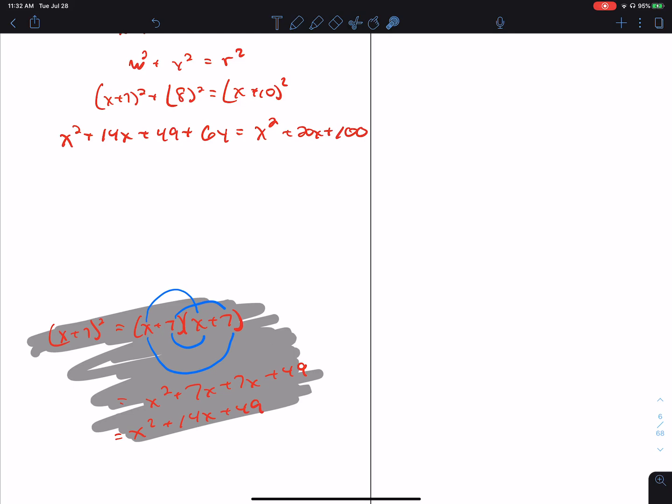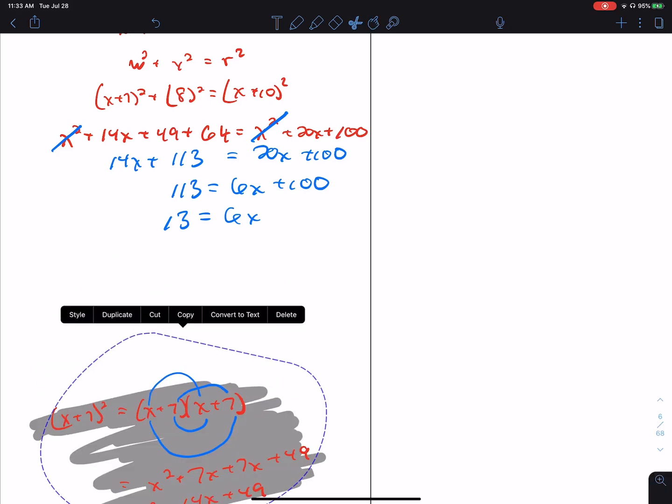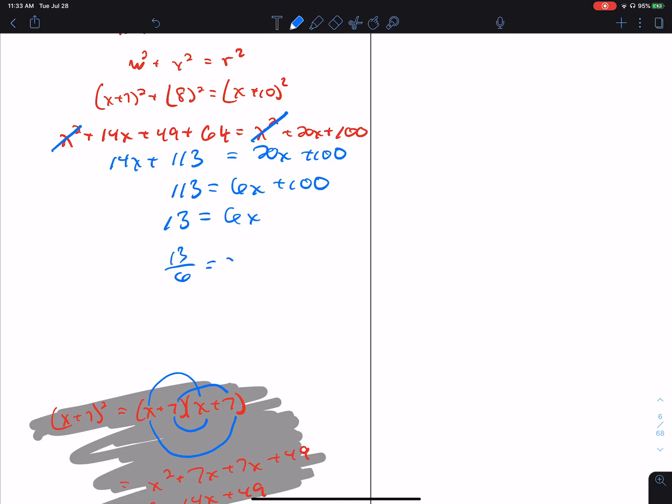Now, you should be nervous. We have x squareds and x's that aren't squared, which likely means we need to get all the terms on the same side and factor. We are lucky, because if we start to get all the x squareds together, we subtract x squared from both sides, they cancel out, and that makes our life much easier. If I then, let's say I want to combine these two terms, that would be 113. And let's just do that for now. And subtract 14x from both sides. And subtract 100 from both sides and get 13 is 6x. And I'm going to get that x is 13 over 6.